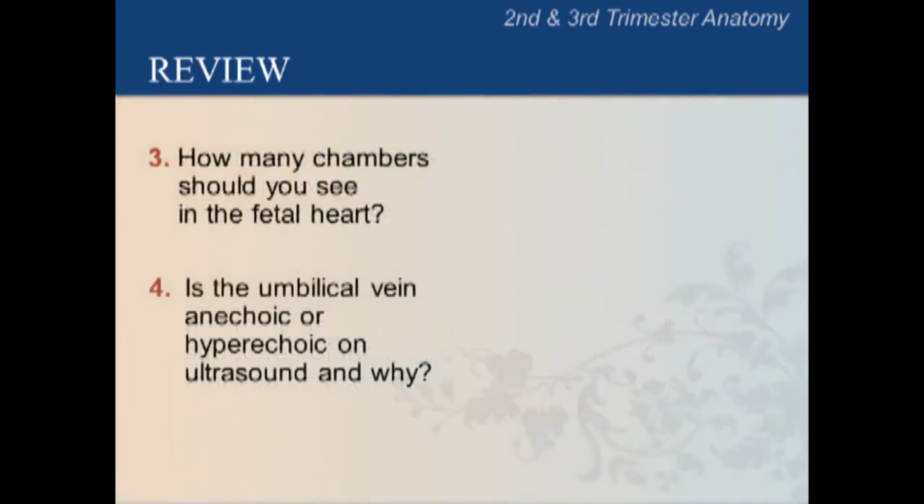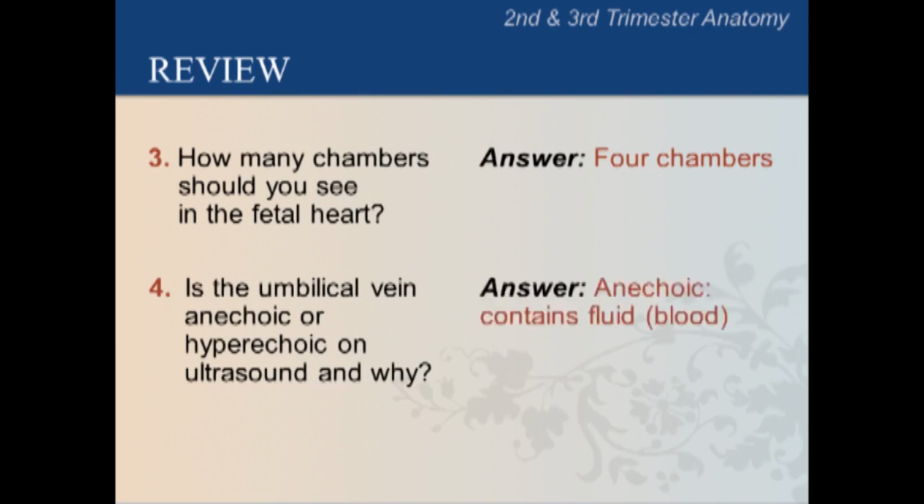How many chambers should you see in the fetal heart? The answer is 4 chambers. Is the umbilical vein anechoic or hyperechoic on ultrasound, and why? The answer is anechoic because it contains fluid, which is blood.